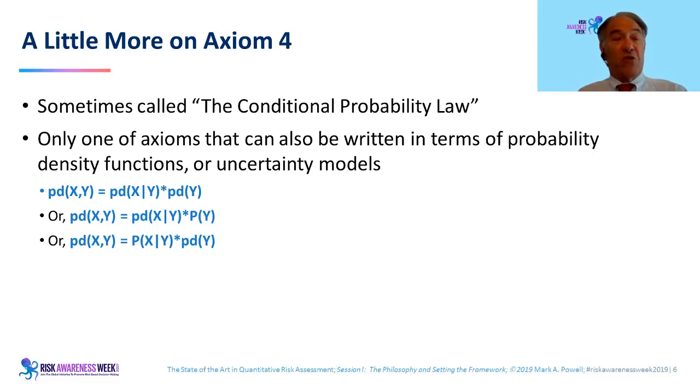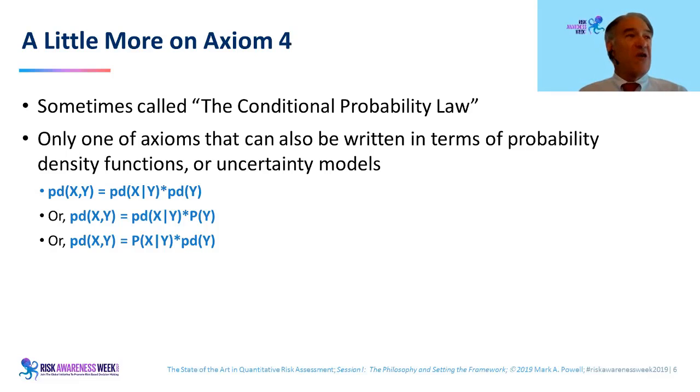For example, you can have the probability density of x and y equal to the probability density of x given y times the probability density of y. Or you can have combinations of probability densities and probabilities. You can have the joint probability, or joint uncertainty model, of x and y equal to the density model for x given y times the probability of y. Or vice versa, you can have the probability of x given y times the probability density of y. You can write it in any of those terms.